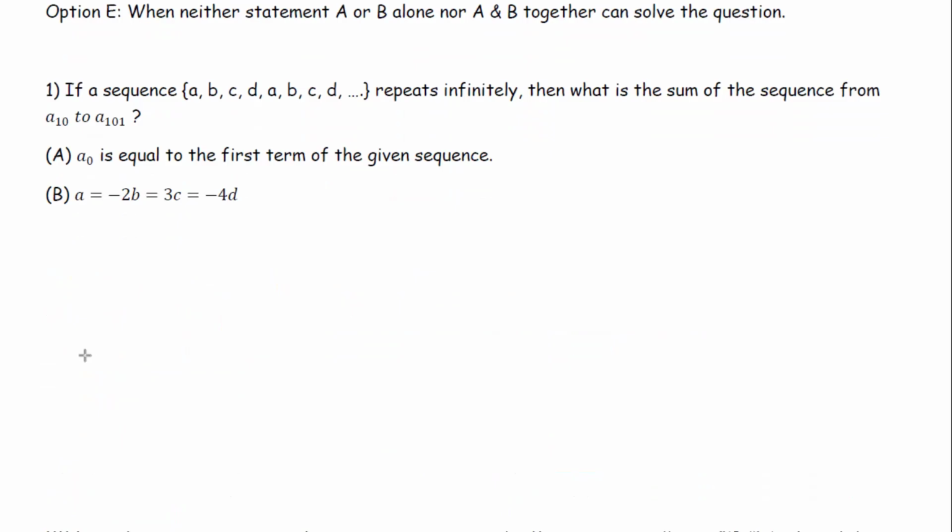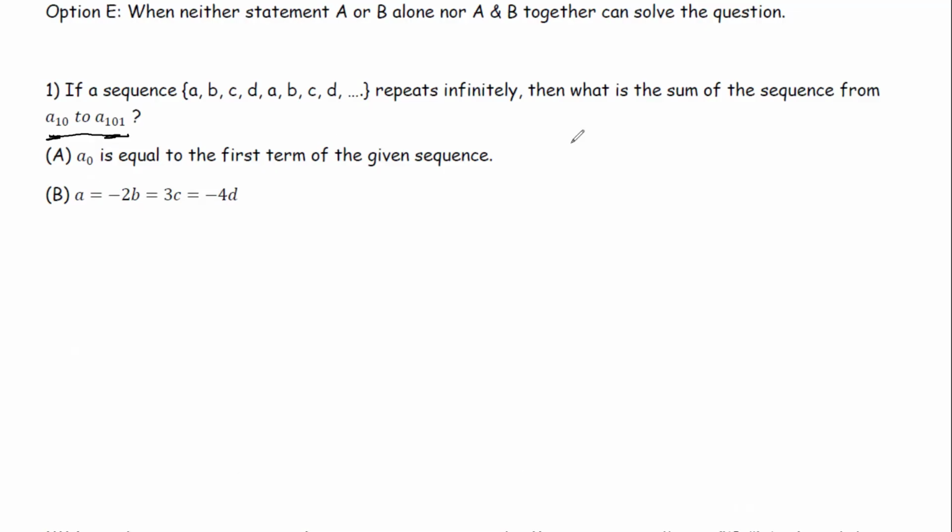If a sequence ABCD repeats infinitely, then what is the sum of the sequence from A10 to A101? Now out here, we need to find out the sum of this term to this term. We'll have to include the A10 and A101, okay? Now, we don't need to really calculate. We just need to figure out if we can get to the answer.